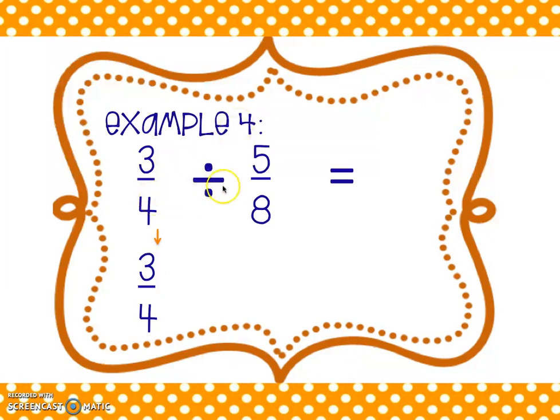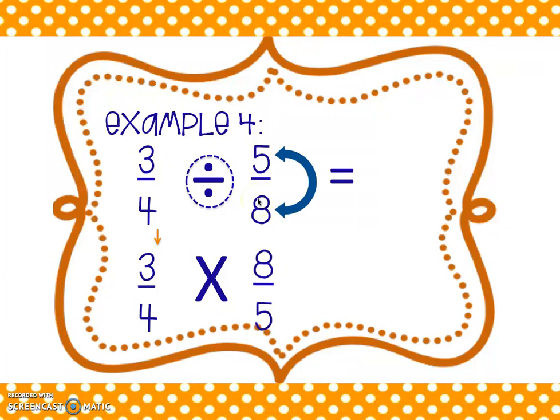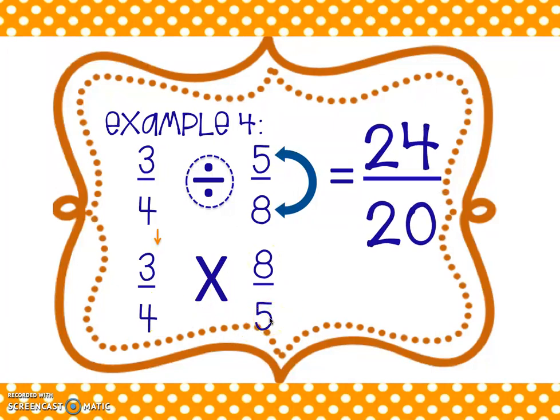Okay. Then we're going to change our division to multiplication. And then last but not least, we're going to flip our 5/8, and it's going to become 8/5. Then we have a whole new problem down here. We have 3/4 times 8/5. So to multiply fractions, all we have to do is we multiply straight across. So we're going to do 3 times 8, which is 24, 4 times 5, which is 20.